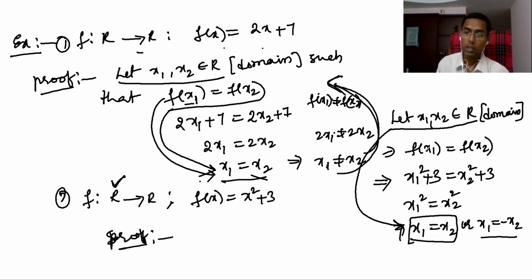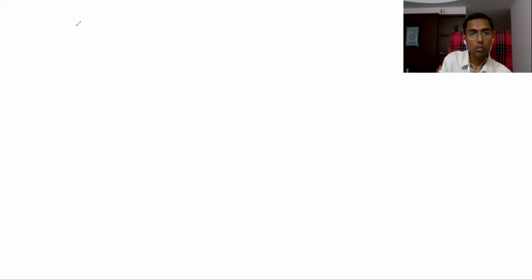That means when images are equal, then elements should be equal, but elements are not becoming equal here. That means x1 can be, it is like this. I'm giving an example now. It is like this. So now here f of minus 1 equal to f of plus 1 is happening. See.